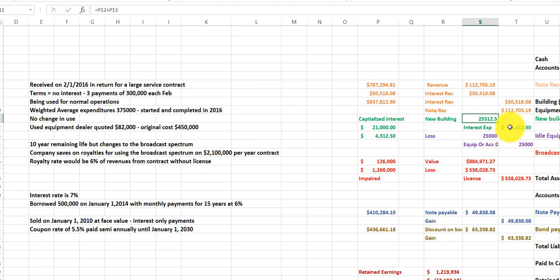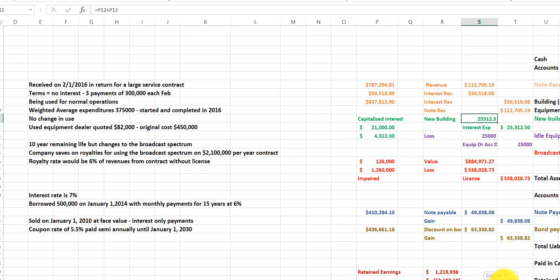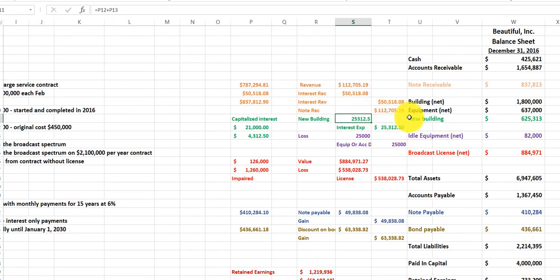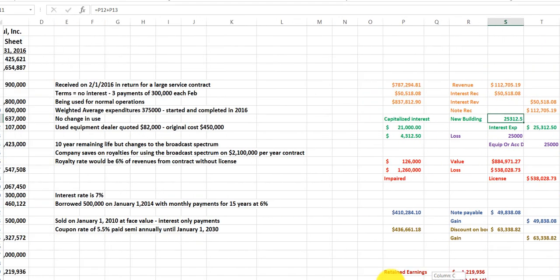We're going to then debit the building with the capitalized interest and credit, typically, interest expense, because that's where, when we paid the interest, we recorded it. So the building is no longer construction in process. We finished it, so we actually list it as a new building on our new balance sheet at the original $600,000 plus the extra $25,000 in capitalized interest.